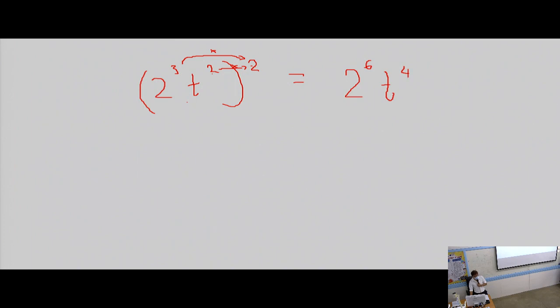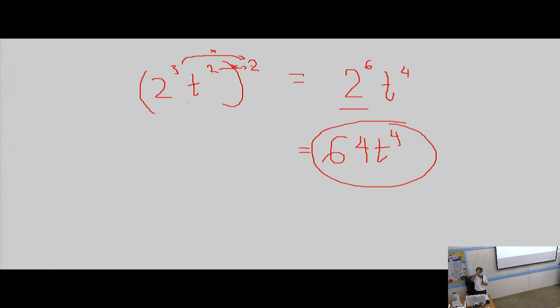Okay? And what is the value of 2 to the power of 6? 2 times 2 times 2 times 2 times 2 times 2. That is 64. And then simplify, t to the power of 4. This will be your answer. Understand? Do you have any question?